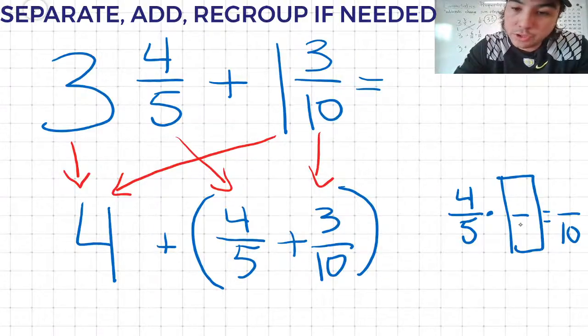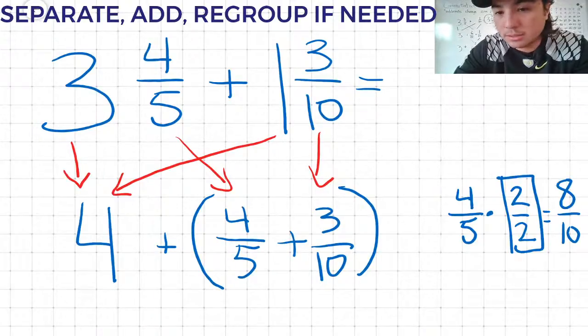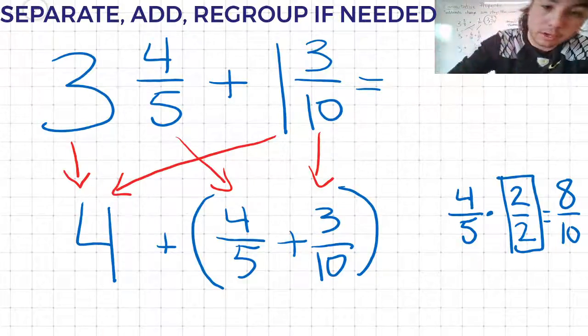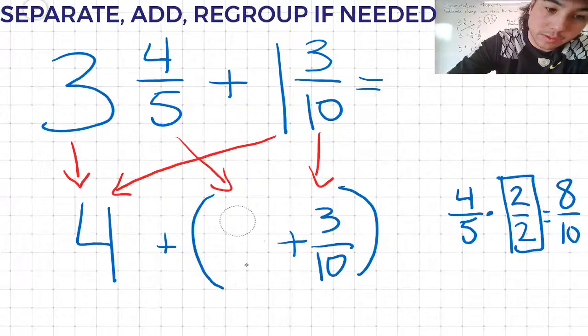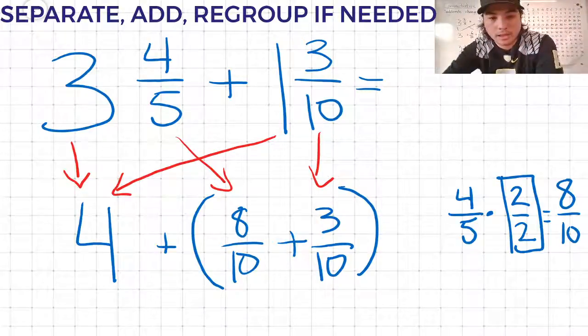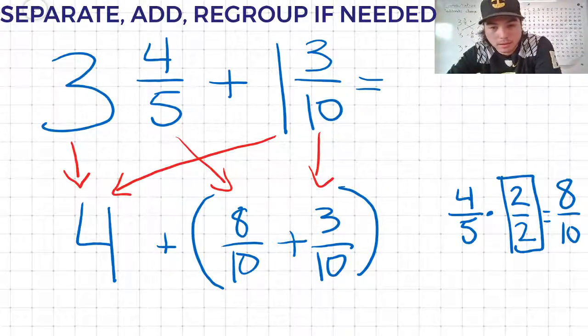Five times 2 is 10, so we're going to use 2 halves. So I know that 4/5 is equivalent to 8/10, because 4 times 2 is 8. So let me erase and replace here. I'm going to erase my 4/5, replace it with 8/10. Denominators stay the same, numerators get added.